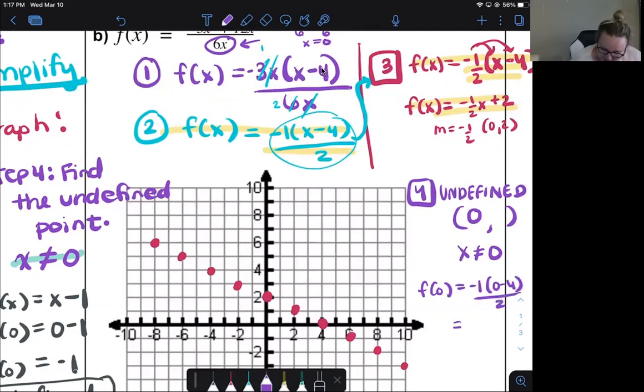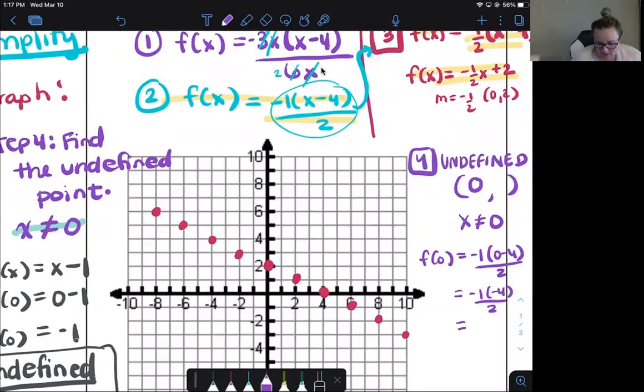I would get -1 times -4 over 2. And -1 times -4 is +4, divided by 2 is 2. So I have an undefined point at 0, 2. Remember, I'm looking for the label of undefined written next to that point in your work.